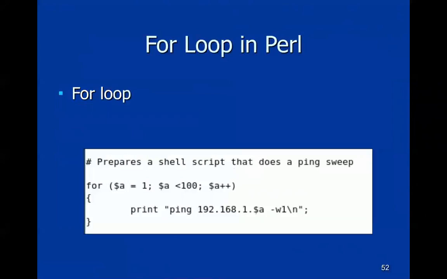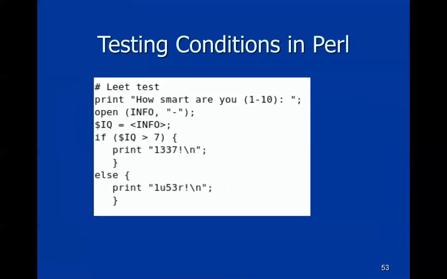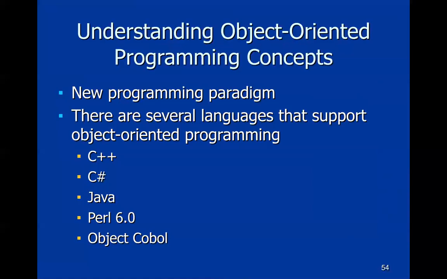It turns out to be extremely powerful for handling text files and not very useful for doing math and things like that. Anyway, the for loop looks a lot like a C for loop. And this is something that will create a file full of ping commands, which you could then execute to do a ping sweep. You'll do a few of these sort of things in the projects. So here's a condition being tested. I open info with a minus. This is how you take input from the user in Perl. Now IQ equals this bracket info. Now if it's greater than 7, it prints one message, and otherwise it prints another message. All right, so that's Perl for what it's worth.